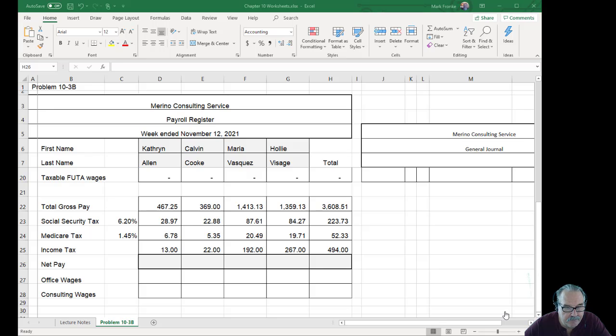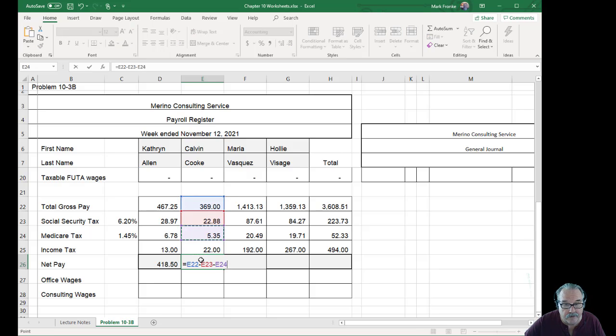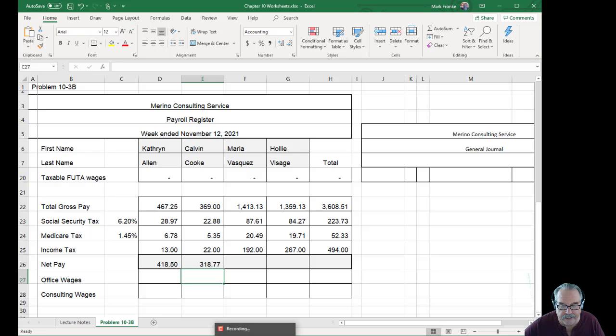And then we need to calculate the net pay. The net pay is the gross wages minus Social Security tax, minus Medicare tax, minus the income tax. And for Catherine, that's $418.50. For Calvin, it's $318.77. So I'll pause the video, calculate it for Maria and for Holly, and I'll be right back.